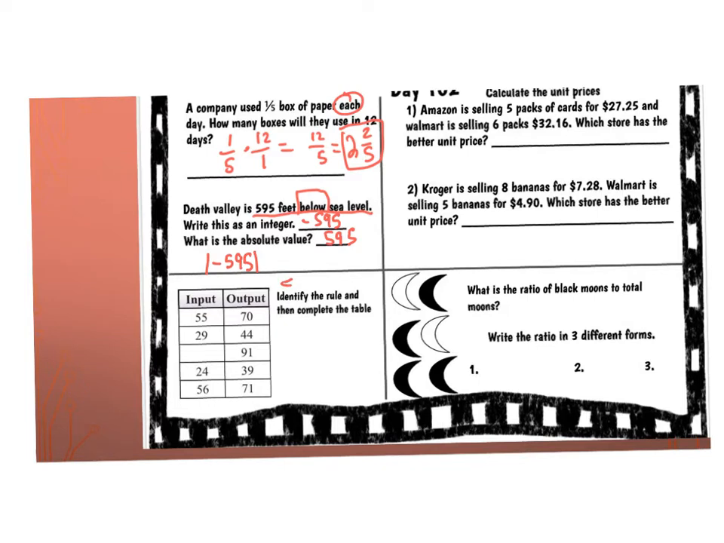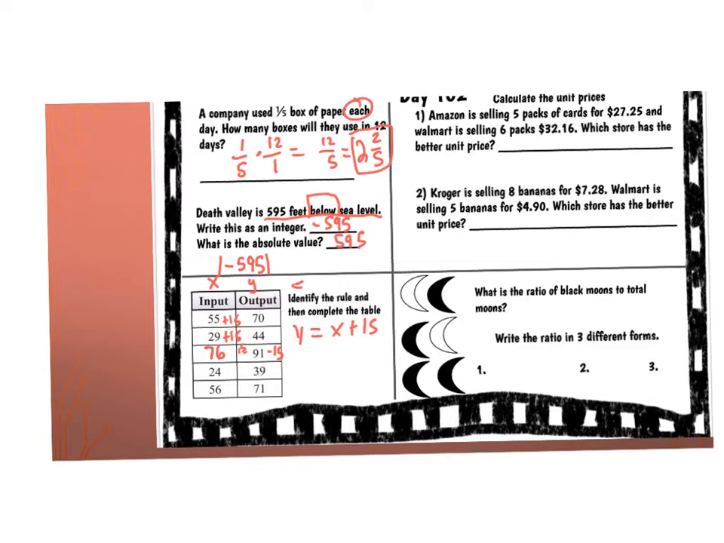Right here is our input-output table. And so it says identify the rule and then complete the table. So if you look at your x in order to get your y, remember it's your independent and dependent variables. So you have y is equal to x plus 15. So 55 plus 15 is 70. 29 plus 15 is 44. 91 minus 15 is 76. 39 minus 15 is 24, and 71 minus 15 is 56. So we know that this rule is correct for our function table.